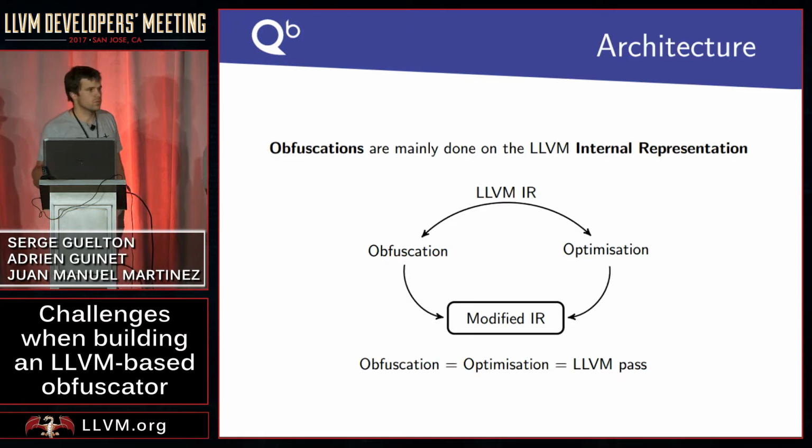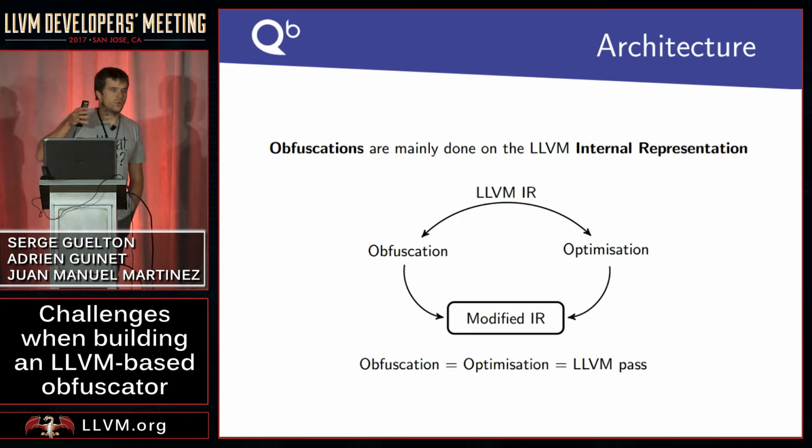So we could have done that at the source level, turning C into C, C++ into C++. But then we would be tied to a language or to a specific version of the language, and that would not be as generic. We could also have been doing that at the assembly level, like a packer would do, but then we would be tied to a specific architecture, and we would not have that much analysis or information about the intent of the code. So at the LLVM-IR level, it's nice.